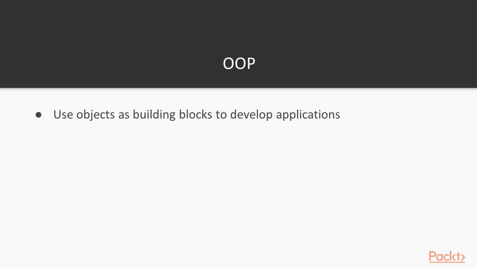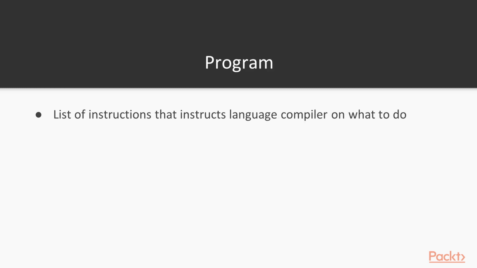Let us go back to our programming world and think about a program that is defined. A program is a list of instructions that instructs the language compiler on what to do. To understand OOP more closely, we should know about earlier programming approaches, mainly procedural programming, structured programming, and so on.